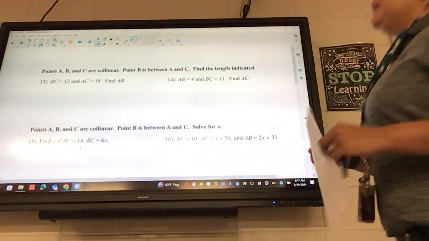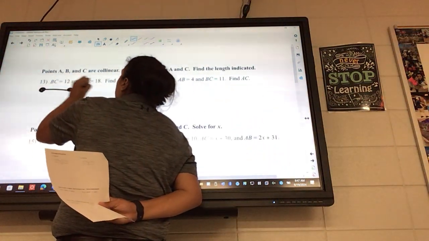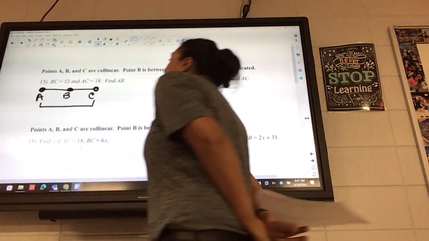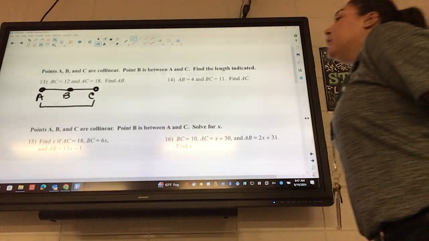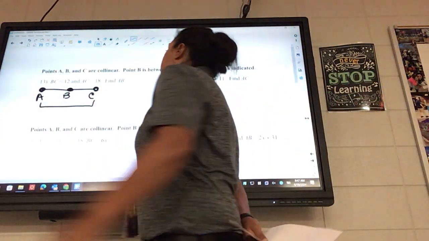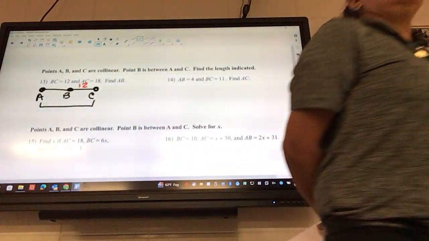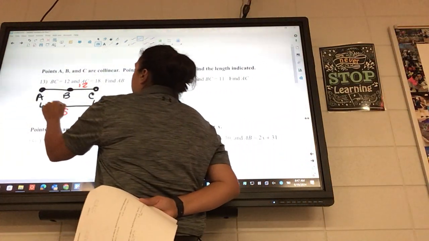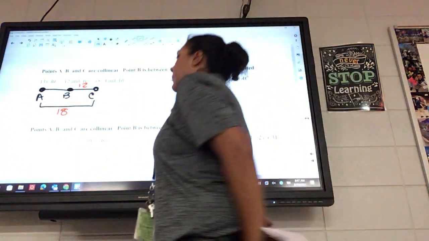Okay, so points A, B, C are collinear. On all these, we need to draw the picture. We got A, B, and C. Okay, so BC is 12. Is that a little left, little right, or the big one on the bottom? It's a little right, so it's going to be here. BC is 12. AC is 18. Is that a little left or the big one on the bottom? It's the big one on the bottom, so this one's 18. Okay, well if I know my big one on the bottom is 18 and one of my small ones is 12, what is my other little one? 6.